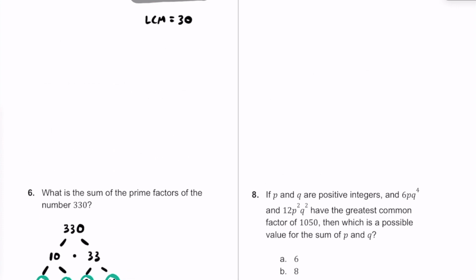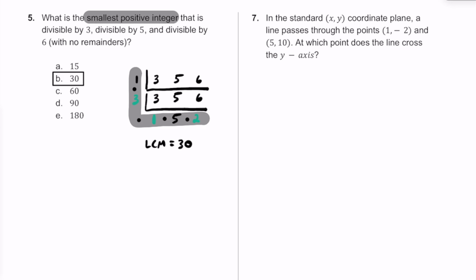Here's number 7. In number 7, it says, in the standard xy coordinate plane, a line passes through the points (1, -2) and (5, 10). It says, at which point does the line cross the y-axis? All right, so for this one, I'm just going to go ahead and make a rough sketch here. So one of the points is going to be at (1, -2). We know that's going to be down in quadrant 4. And then the other point is going to be at (5, 10), which is going to be in quadrant 1. So maybe something like up here.